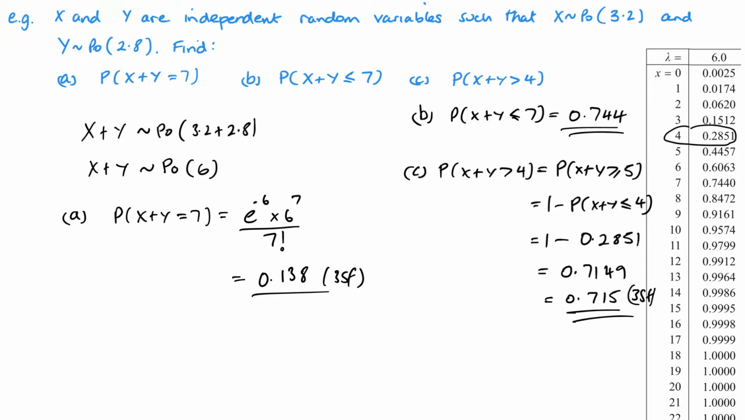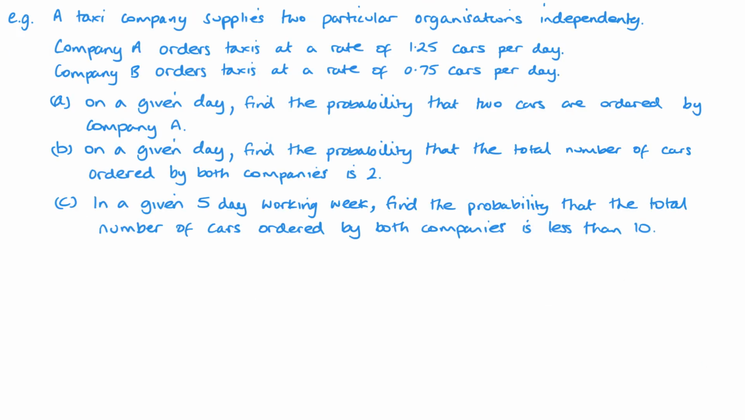So you can see the question is not very difficult. It's just realizing that when you've got two distributions, as long as they're in the same time space and they are independent, you can put them together. Usually that means you're able to use a set of tables and make your life a little bit easier. Now here we've got another straightforward question. It's worded, but there's nothing difficult about it.